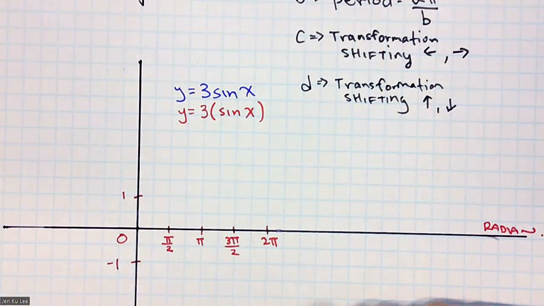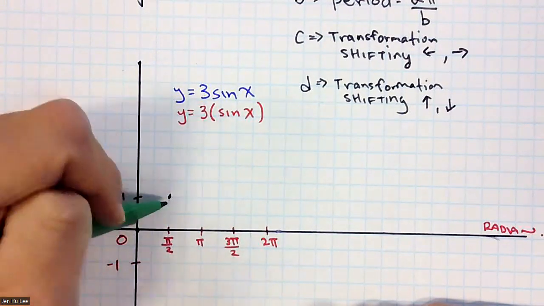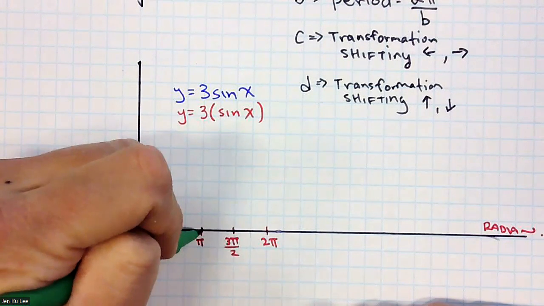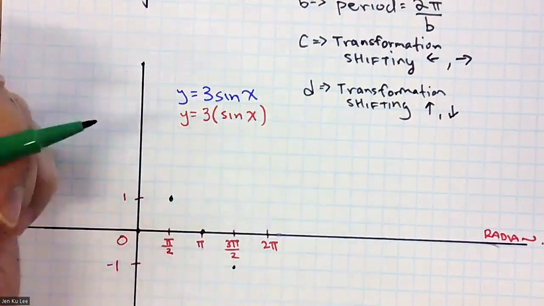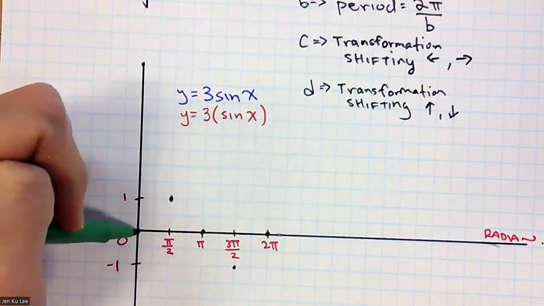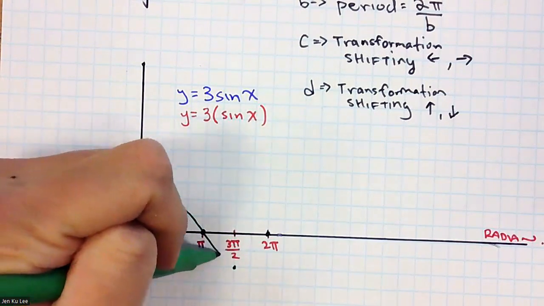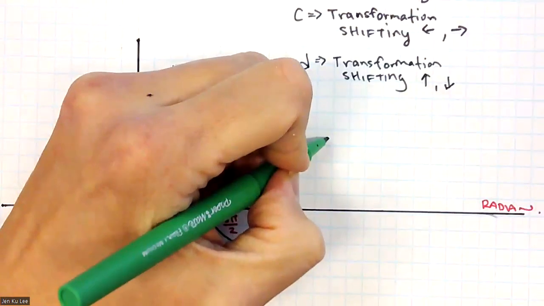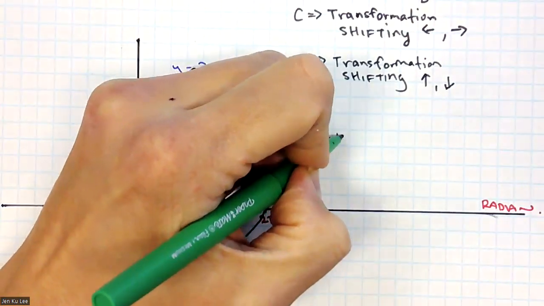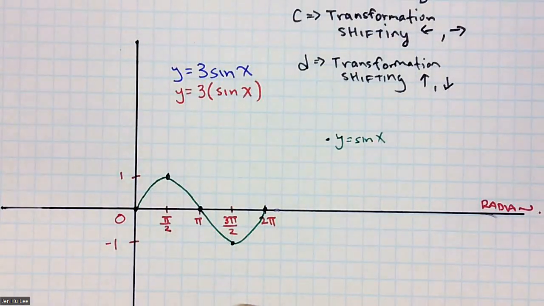Okay. So my parent function is going to be 0, 0. Pi over 2 is 1. Sine of pi is 0. Sine of 3 pi over 2 is -1. Sine of 2 pi is 0, right? So this is my parent function or my beginning function, right? In green, it's y equals sine of x, right?